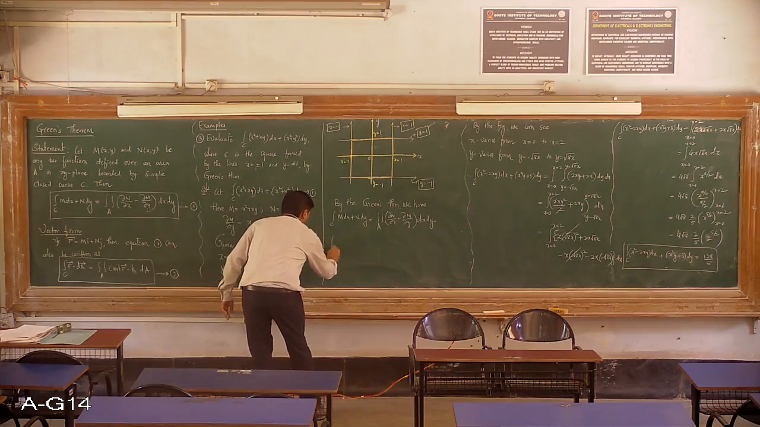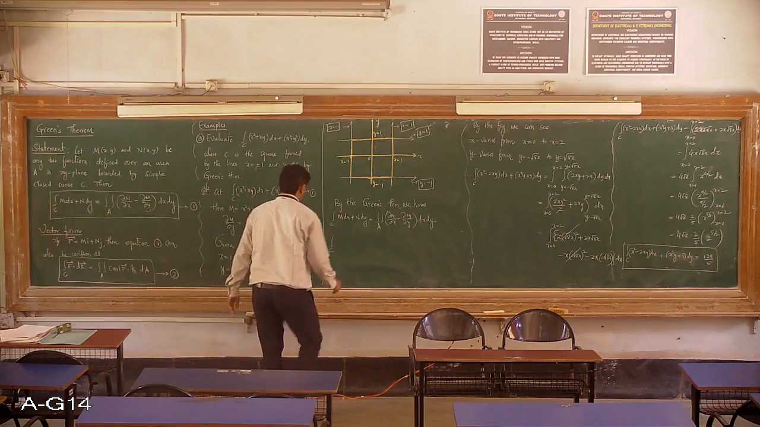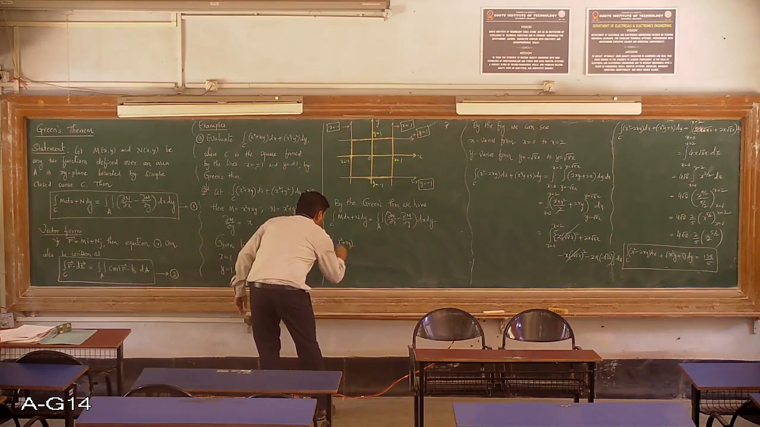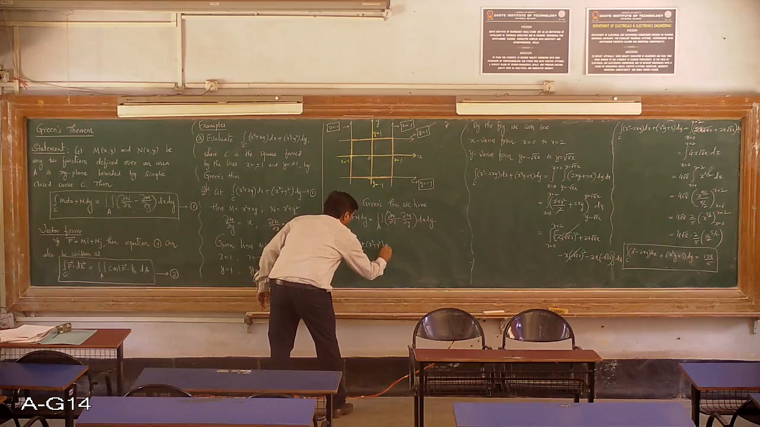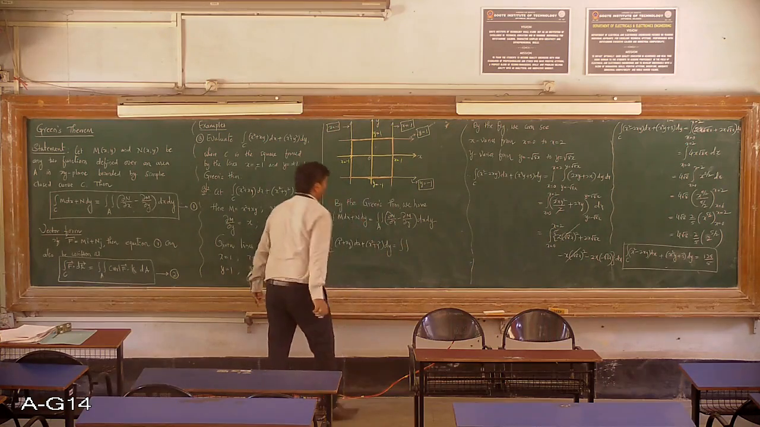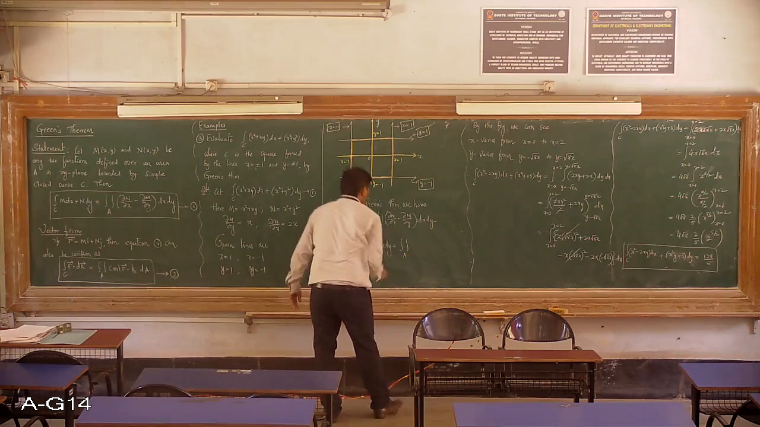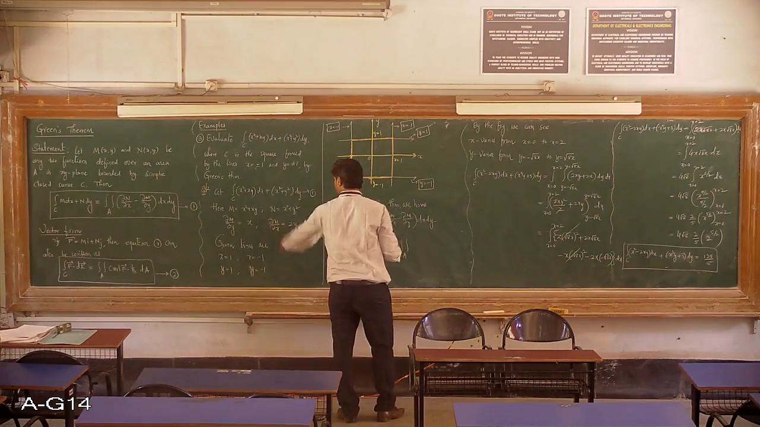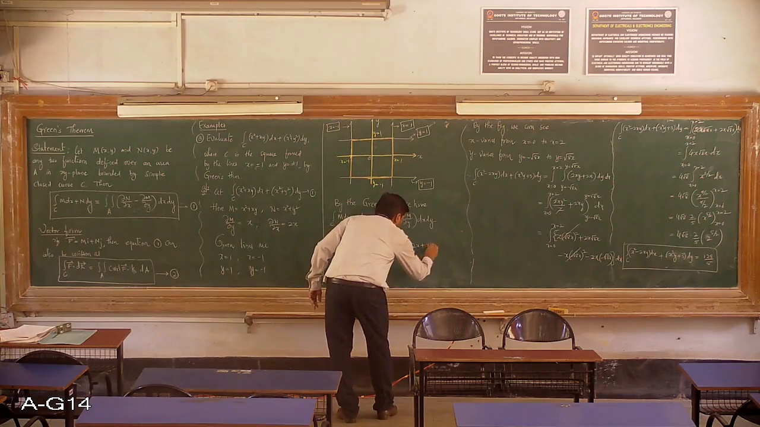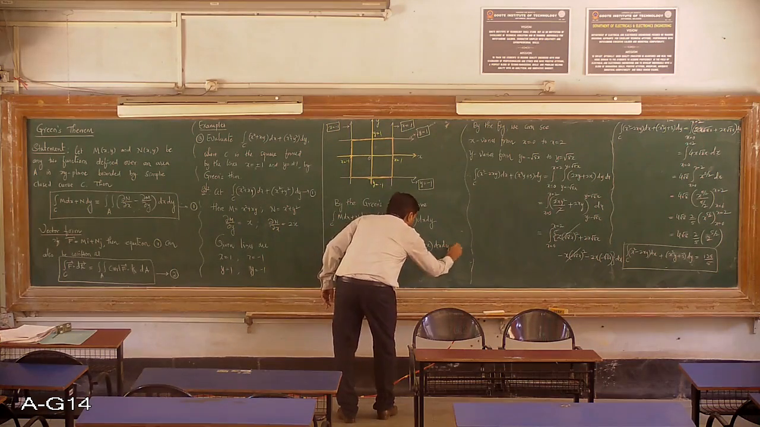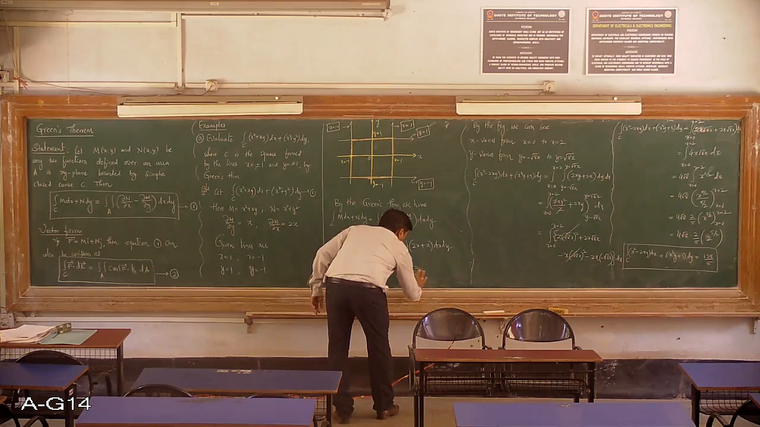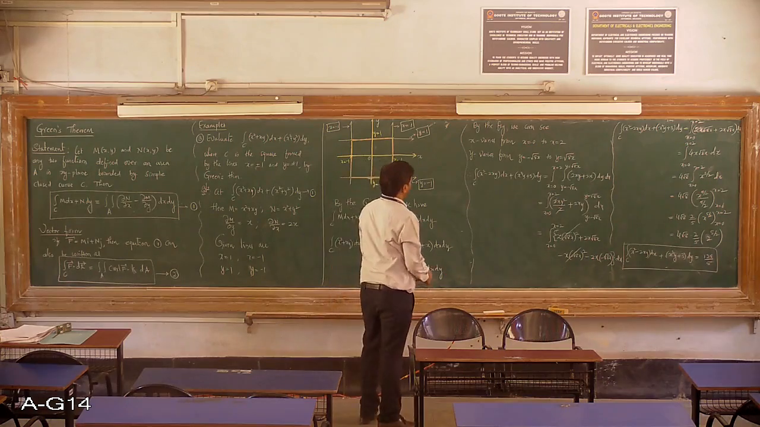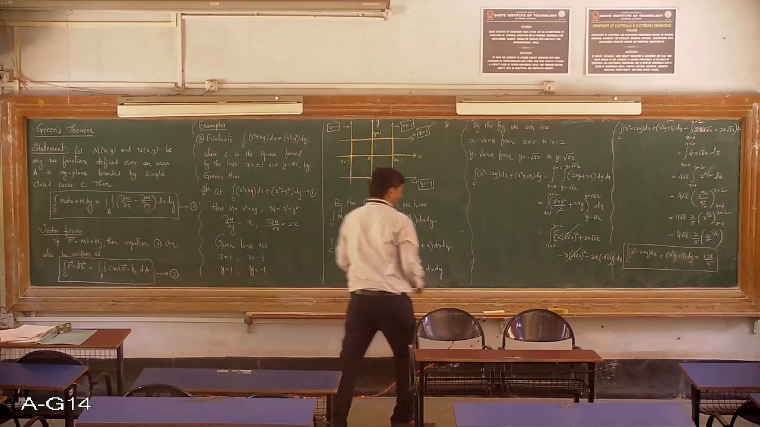Now put the values. Integration over curve C, m is x square plus xy into dx, plus n is x square plus y square into dy, which is equal to the integration over an area A. Dou n by dou x value is 2x, plus x, into dx into dy. That is nothing but the integration over area A of 2x plus x, which is 3x, into dx dy.